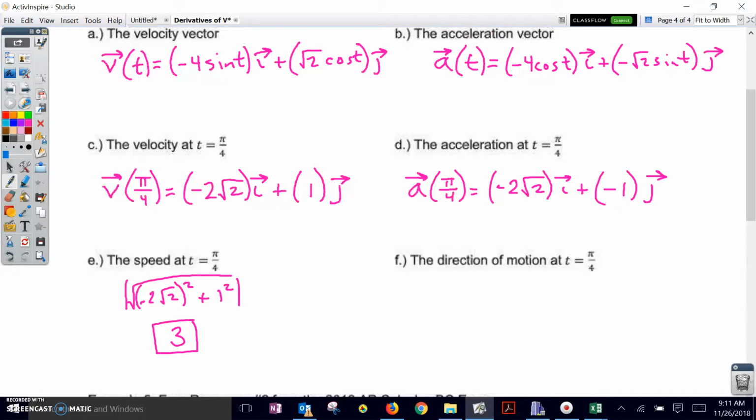And now the direction of motion at time pi over 4. All I'm going to do is take my velocity vector and divide it by the speed, and so the direction of motion is going to be negative 2 root 2 over 3 i plus 1/3 j. And this is a unit vector that describes the relative magnitudes of each of the components.